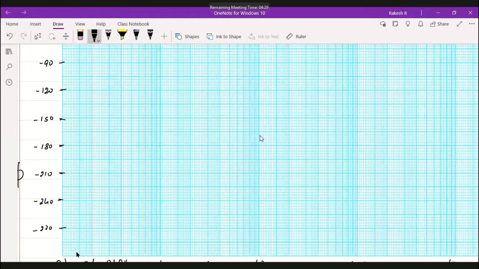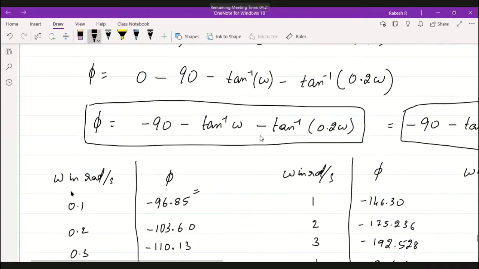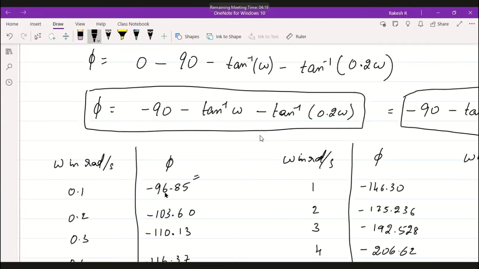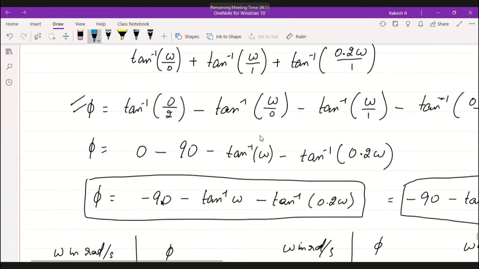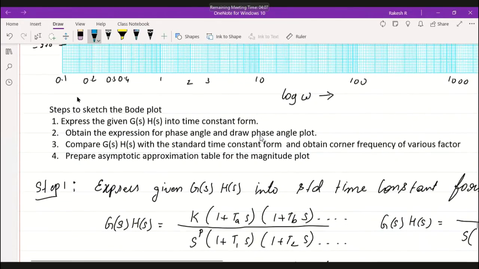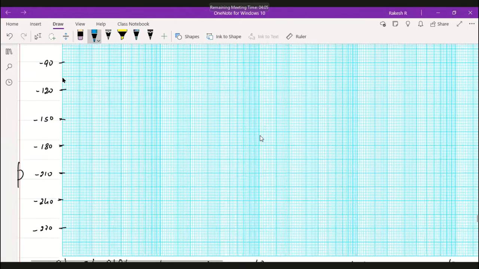Now we shall draw the plots for this. We need to mark these points. The first one is for 0.1. For 0.1 I have got -96.85. I need to mark -96 here. Here is 90 and here this will be 15 degrees, meaning 105. So 96 will be somewhere here. Mark that point. That is the first one.